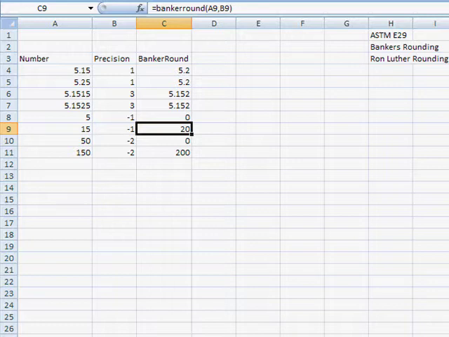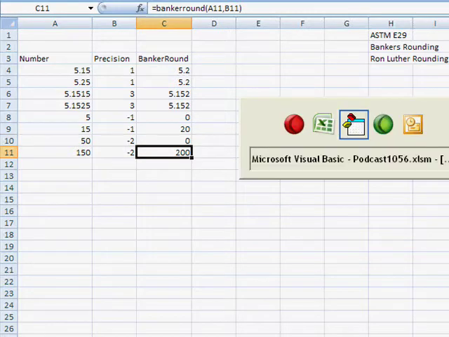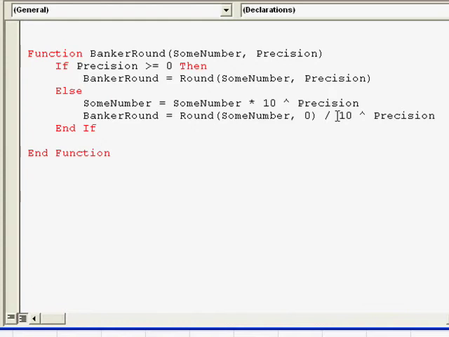And then here, 50 and 150, rounding to the -2, in other words, to the nearest 100. The 50 rounds down to 0, 150 rounds up to 200. So there you have it, a simple little function. Not many lines of code, although it certainly runs slower than the real round function, particularly when you have a million of these. But if you need to do this ASTM E29 rounding, adding this function to your project would allow that to happen.